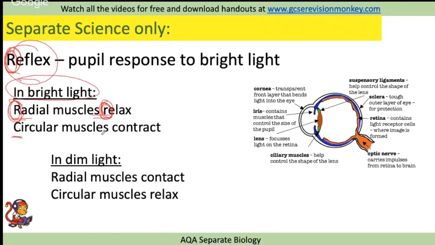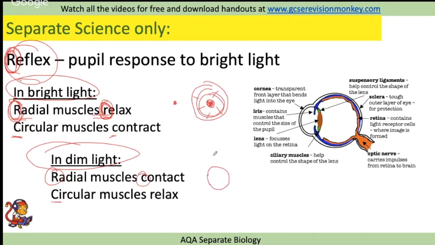The circular muscles contract. Now these aren't shown on here. These are if you look at the light head on like that. So you've got your radial muscles and your circular muscles. They contract and it controls the size of the pupil. In bright light, you want that pupil to go really small so that not much light gets in your eye. In dim light, the opposite happens. Radial muscles contract, and the circular muscles relax, and that opens up and dilates your pupil, so as much light as possible can go in, and you can see in dim light.